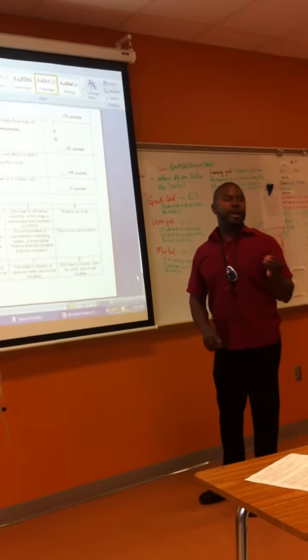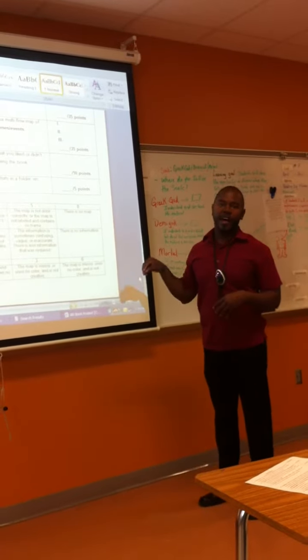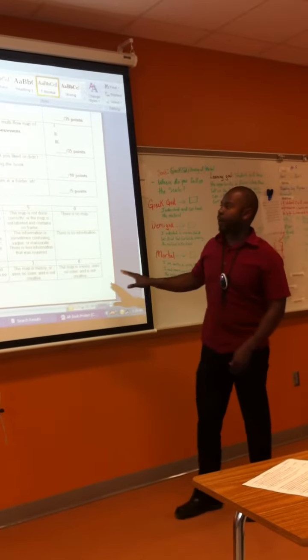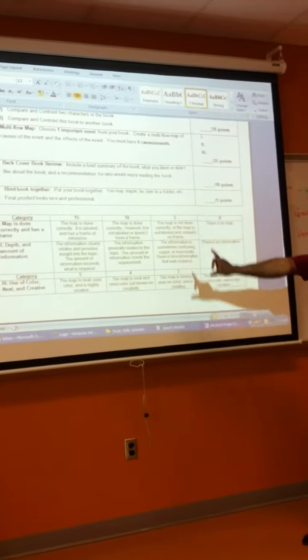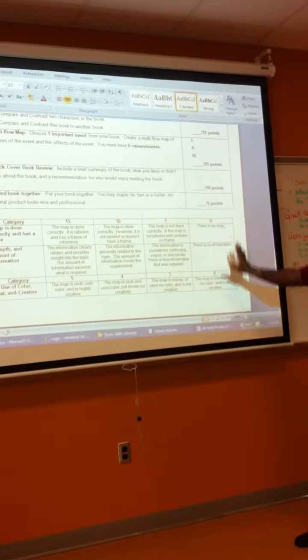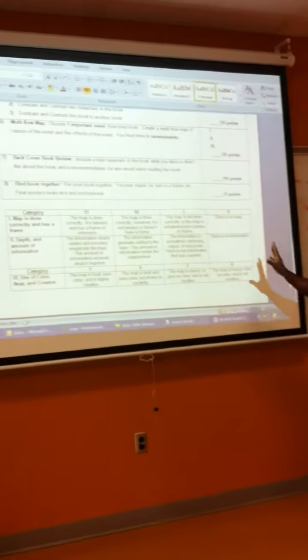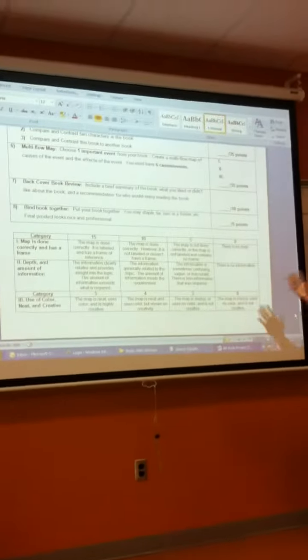So, you can grade yourself according to the rubric provided on the side of each category and on the bottom, okay? Whether you're going to receive 15 points, 10 points, 5 points, or 0 points, okay? Does everyone understand? Yes. Before we move on to the next phase of doing it together, okay?